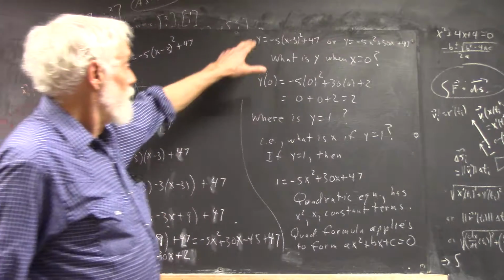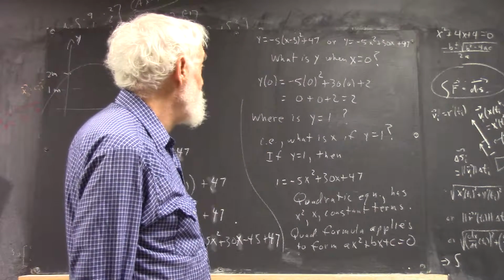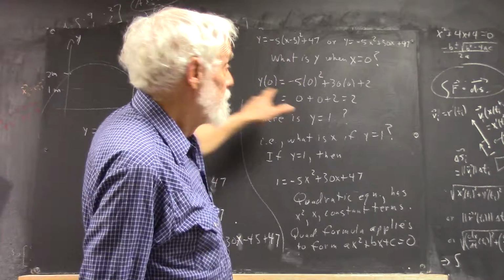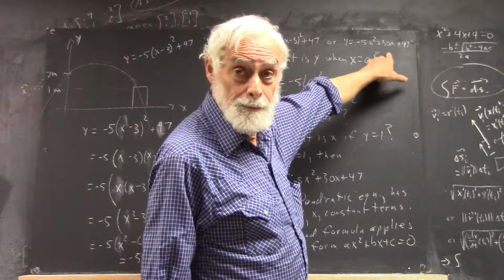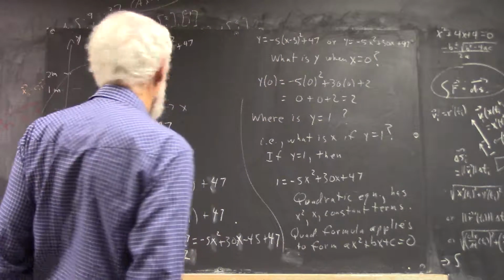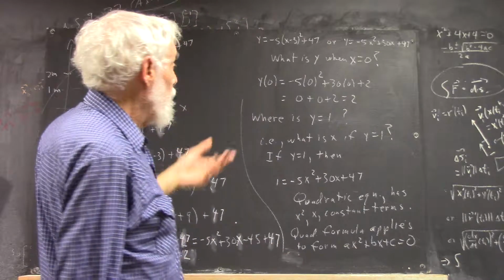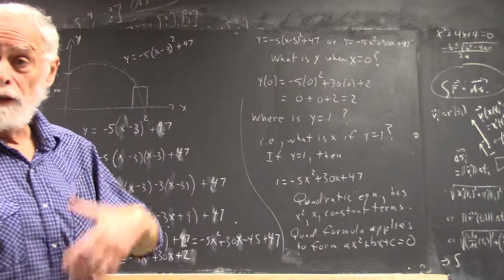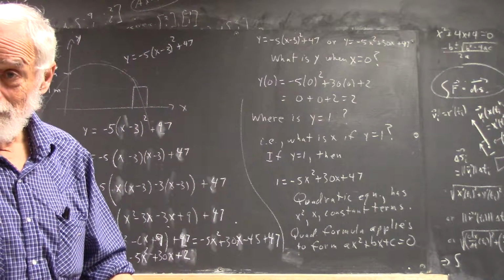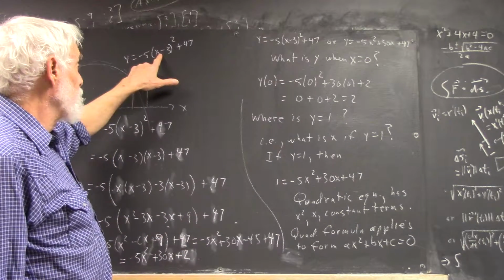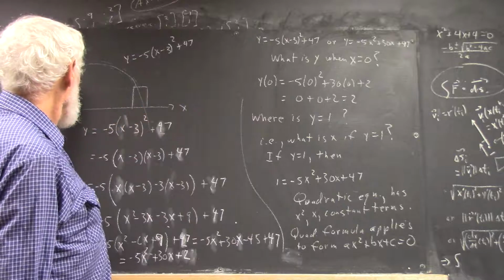Okay. Over here, then, we see that our function could be written this way. It could be written this way. Okay, well, writing it this way, we now ask the question, what is y when x equals 0? Well, I already kind of answered that. If we put 0 in for x here and do the arithmetic, we're going to get 2.